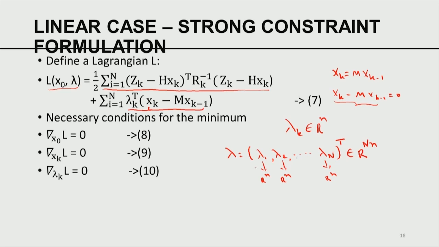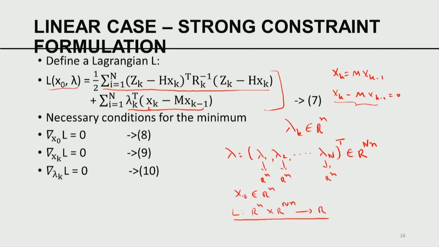Because there are n of them, each is a vector that belongs to R^n. So you can see x naught belongs to R^n, therefore L is a function that maps R^n cross R^(n×n) to R. That is the Lagrangian multiplier function. It takes two inputs. The first input is the initial condition, the second input is a collection of n Lagrangian multipliers, each of which has dimension little n. I hope the structure of the Lagrangian function is clear. It is simply an extension of what we have done previously.